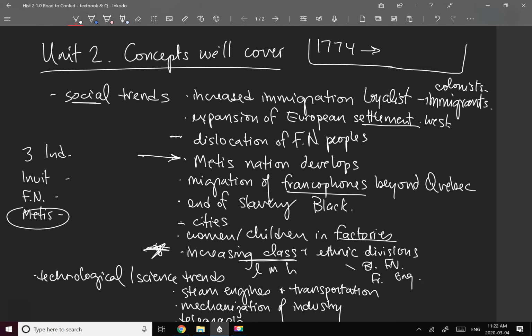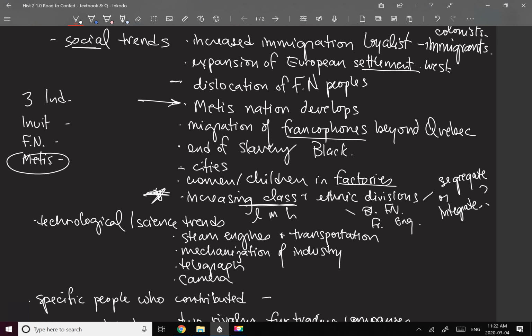So we have the divisions, and the question here is whether we segregate or integrate, which is part of the question that the British need to solve, and we can foresee what some of that is going to be about.